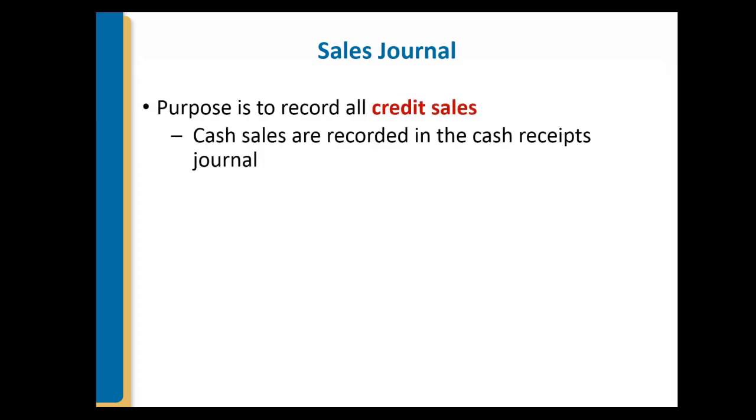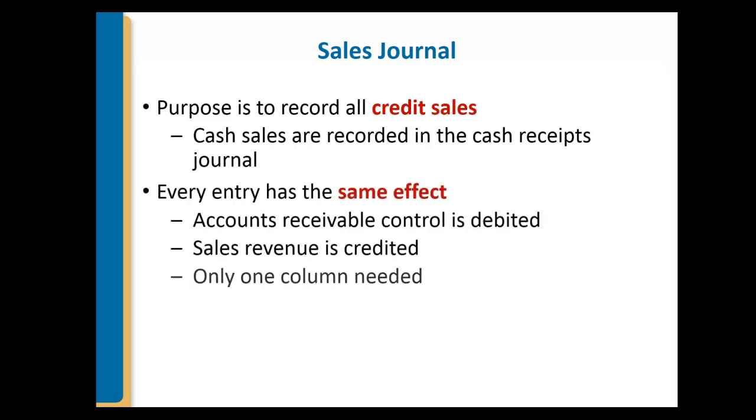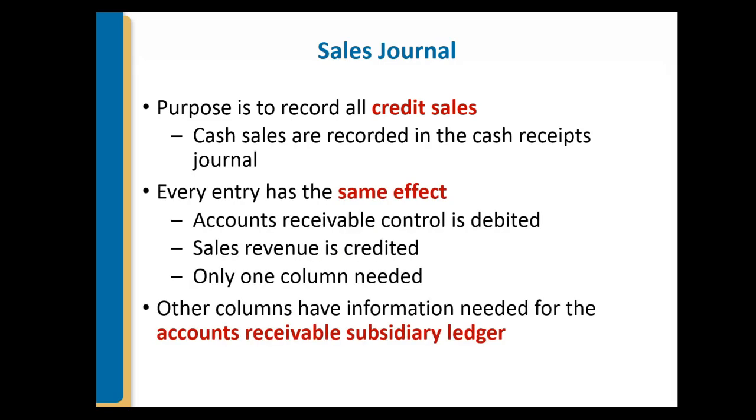The purpose of a sales journal is to record all credit sales. Cash sales are recorded in the cash receipts journal. Every entry in the sales journal has exactly the same effect on the accounts. The sales revenue account is credited, and the accounts receivable control account gets debited.